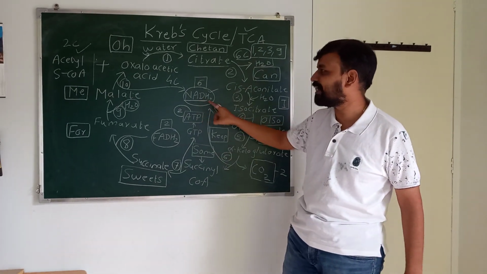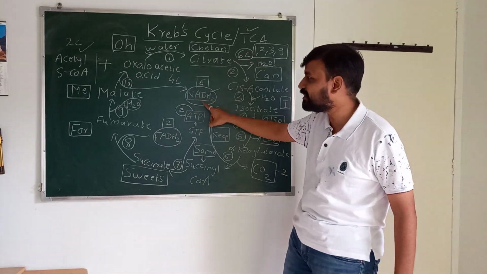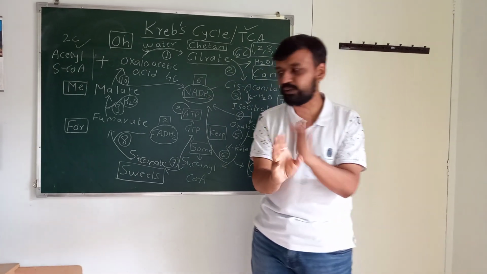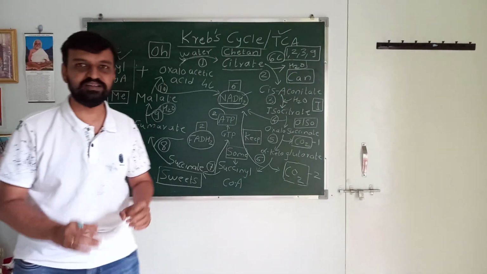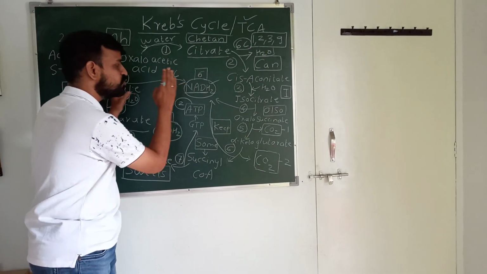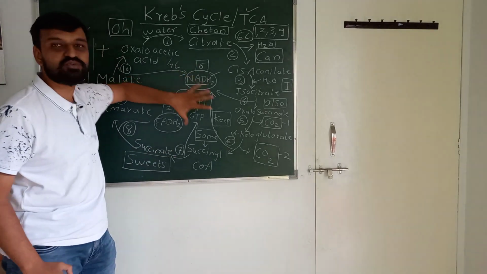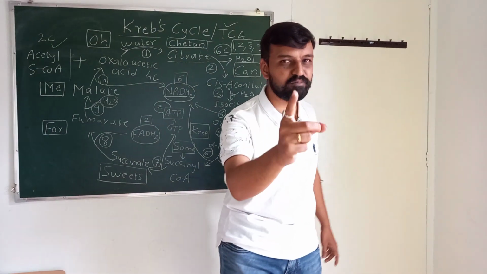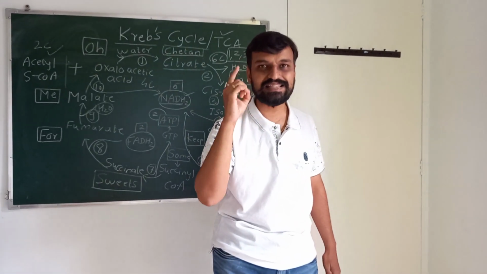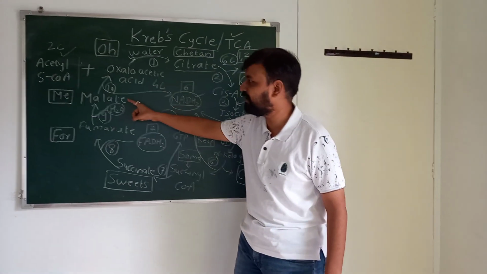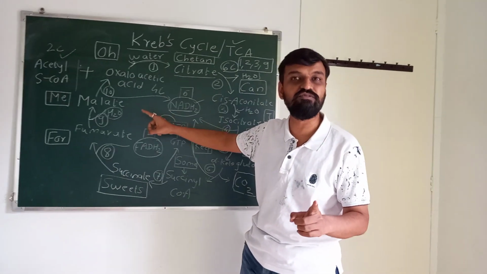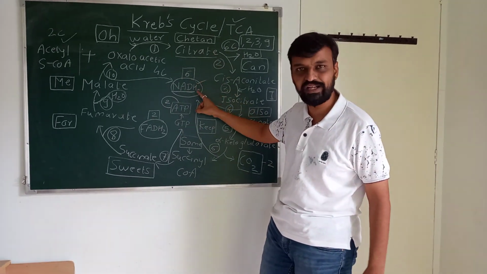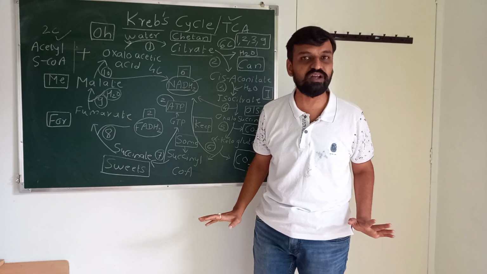4, 6, 8, 10 are the steps where NADH2 molecule is formed. Wait a minute. I am not giving you the confirmed thing. 4, 6, 8, 10 are the steps where reducing equivalents are formed. Are you getting my point? So you know what reducing equivalents are. In the Krebs cycle you get NADH2 and FADH2 as reducing equivalents.